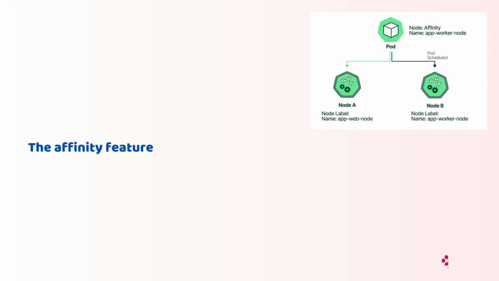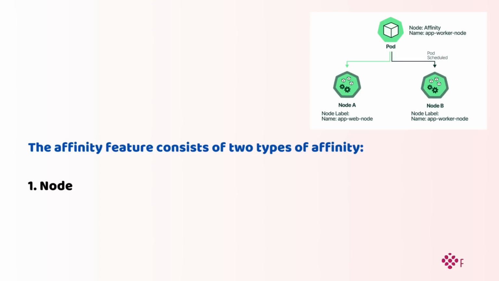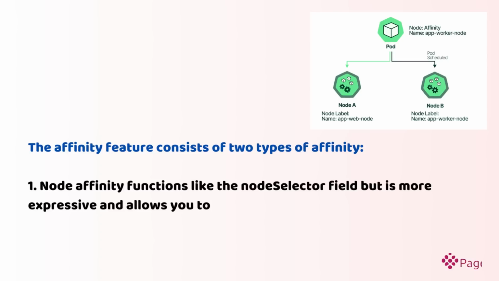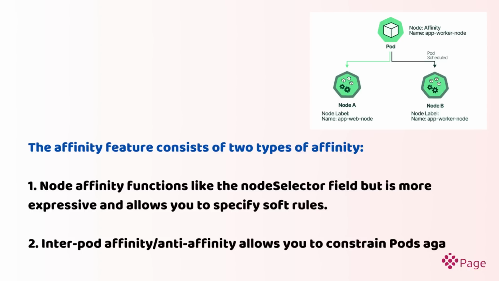The affinity feature consists of two types of affinity. Node affinity functions like the node selector field, but is more expressive and allows you to specify soft rules. Inter-pod affinity, anti-affinity allows you to constrain pods against labels on other pods.